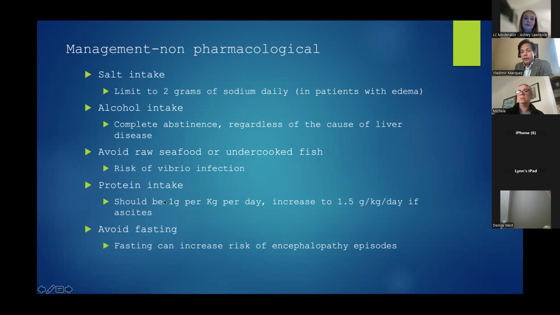We should aim for a high intake of proteins, at least 1 gram per kilo per day. And if there is more progression of the liver disease, even try to increase that to 1.5 grams per kilo per day. Avoid prolonged fasting, because prolonged fasting can increase the risk of encephalopathy episodes when you have advanced liver disease as well.